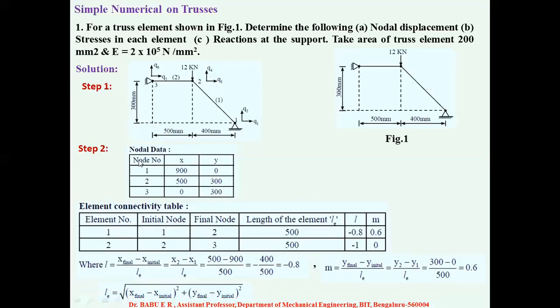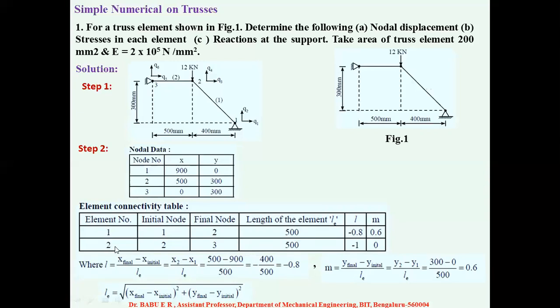So after representing nodal data, you have to draw the element connectivity table. The element connectivity table consists of element number, initial node, final node, length of the element, and L and M, the direction cosines. In the problem, we have only two elements, so I will represent element 1, element 2.